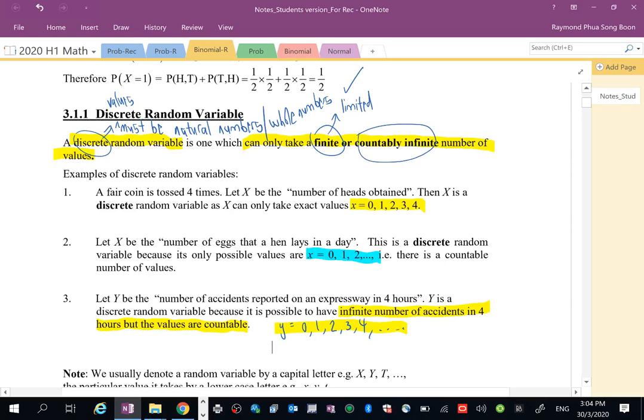Okay, so it could be an infinite number of values, but we can still count them in the sense that they are still natural numbers. So we can still count them: 0, 1, or 2 accidents, or 3 accidents, or 4 accidents, or 5 accidents, and so on. So it's still a countably infinite number of values. So therefore, random variable y is also a discrete random variable.